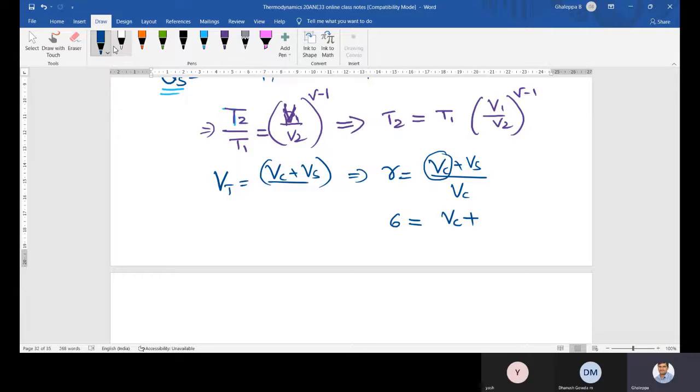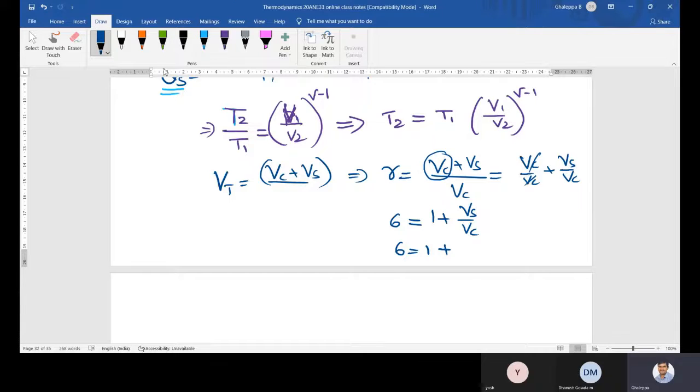So you simplify, my dear students. This is easy, no? Vc by Vc plus Vs by Vc. Vc will get cancelled. You will get 1 plus Vs by Vc. Okay, so I will write here 1 plus Vs by Vc. 6 is equal to 1 plus how much is the value of Vs?